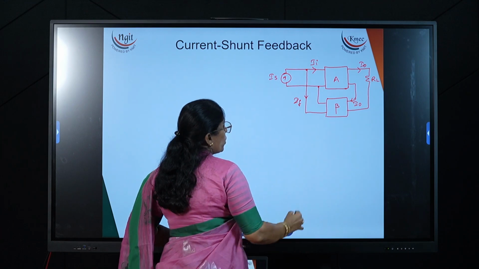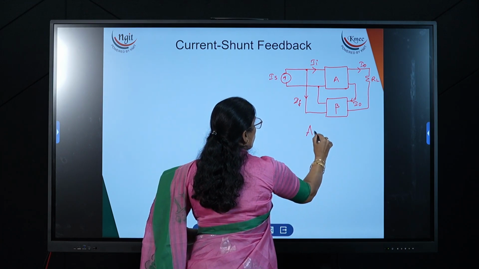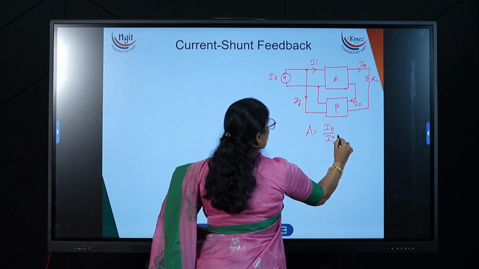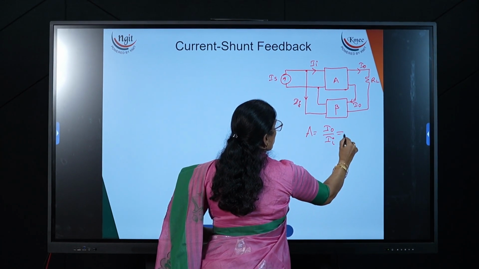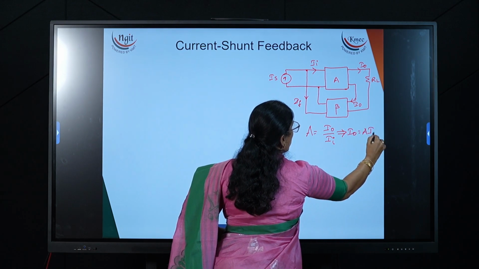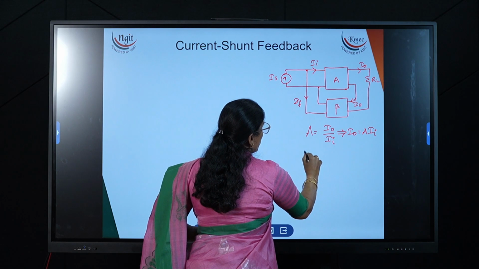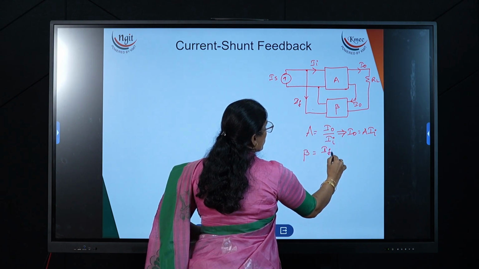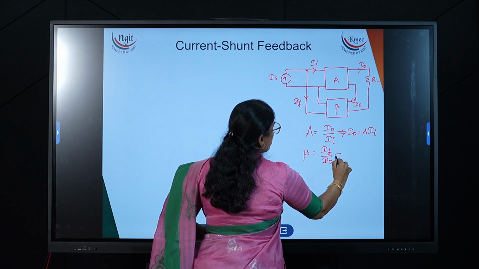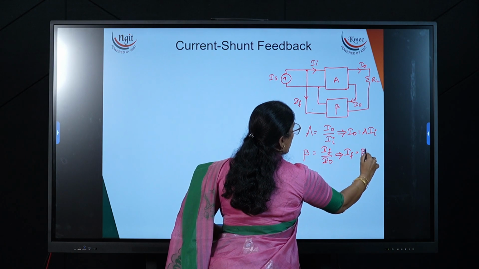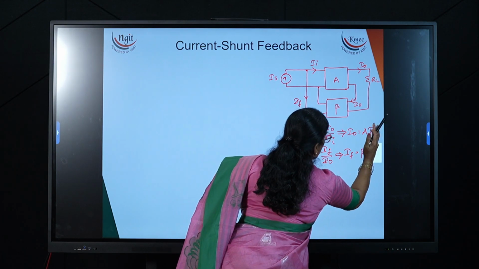Now with this, what can we write? A is equal to output by input. Output is I0, input is II. So from this we can write I0 is equal to A into II. Similarly beta is equal to output by input. For this, what is output? IF. What is the input? I0. From this we can write IF is equal to beta times I0.